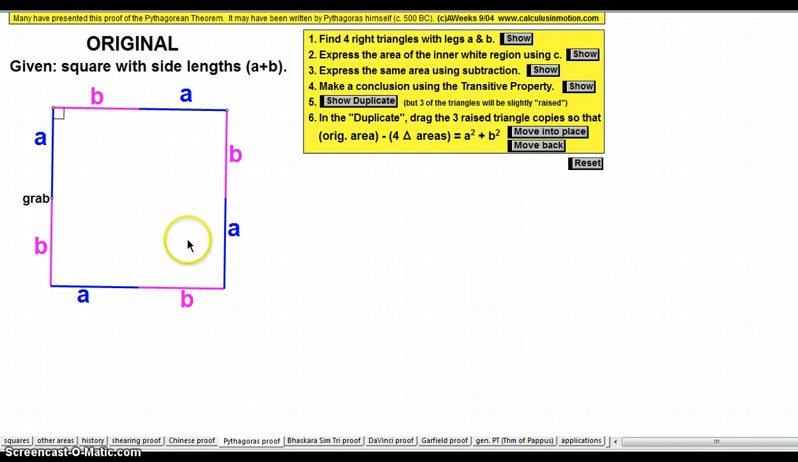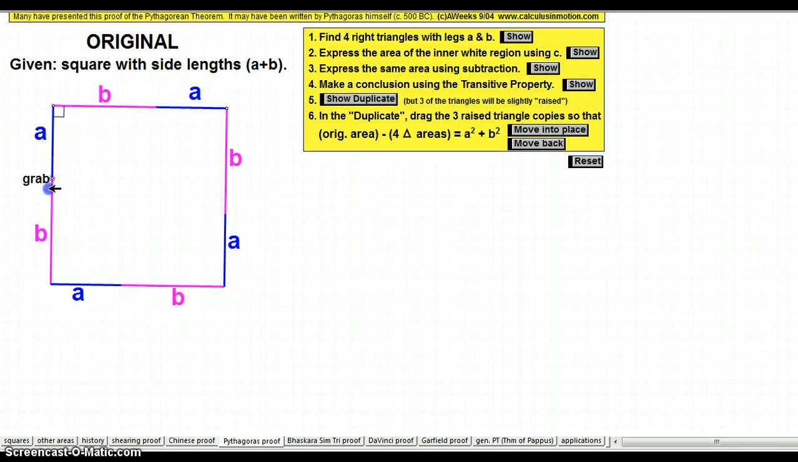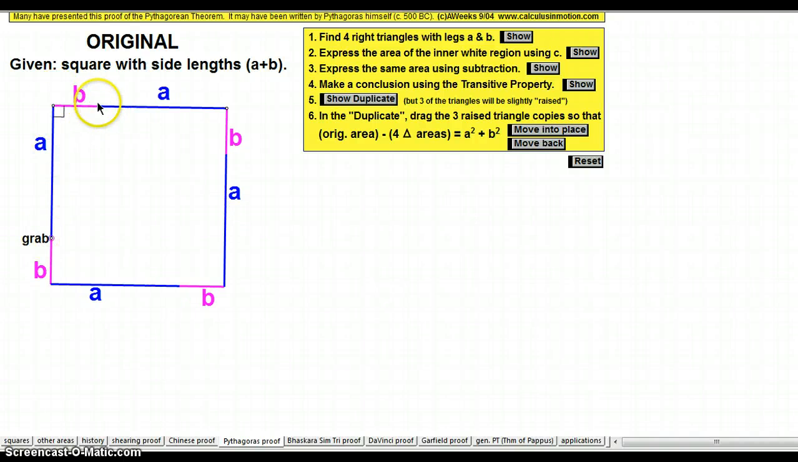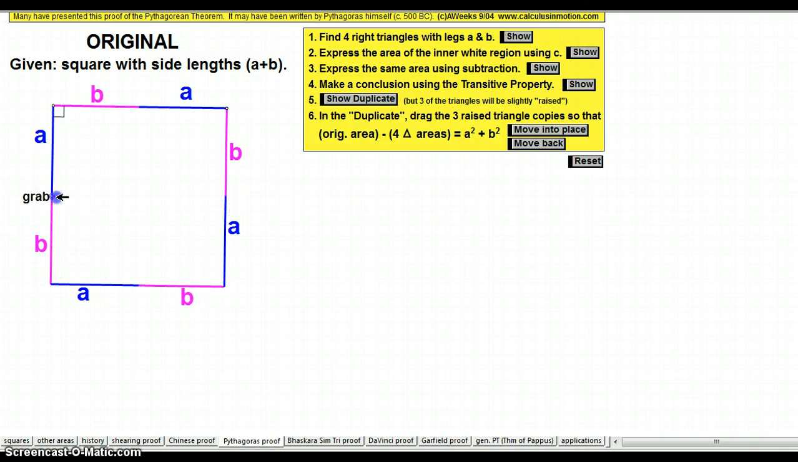If you take a square, Pythagoras said if you start with a square, let's label the sides A and B. So line segment A and line segment B added together make the entire side length. The length of A is going to be the same on all four sides, as is the length of B. What he's saying here is, if you try to make a right triangle with A and B as your legs, how can we do that?